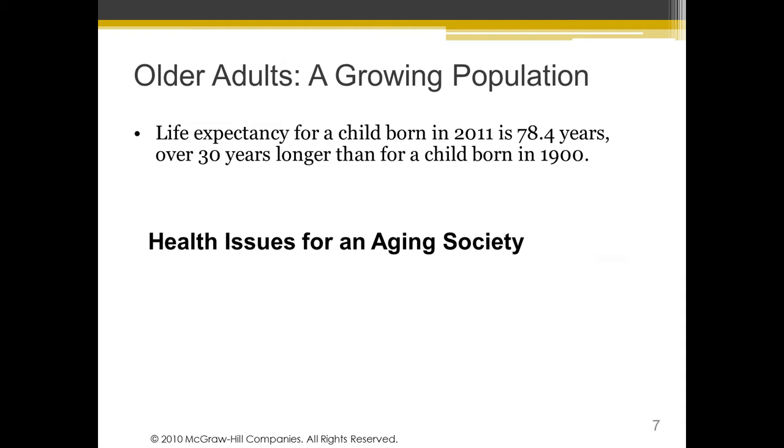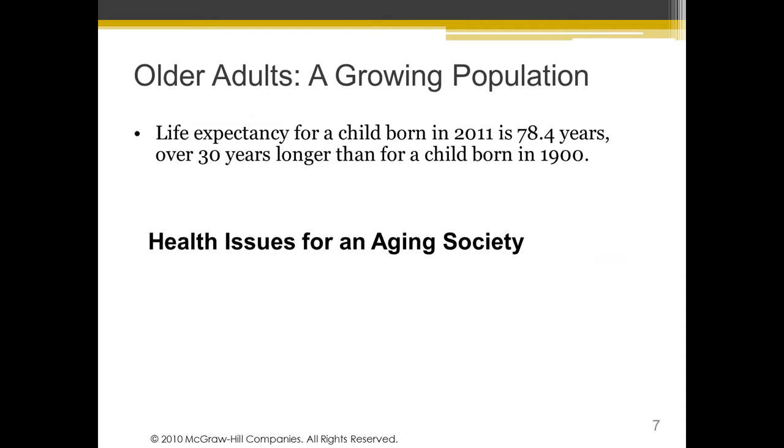So when you look at older adults, it is a growing population. The life expectancy for a child born in 2011 is 78.4 years, over 30 years longer than for a child born in 1900. You want to think about the reasons why this is. We'll think about our medical field. We now can prevent diseases, we can treat cancer, we can fight off a lot of things that we couldn't back then. We also don't have communicable diseases spreading as much as we did in the 1900s. We don't get the influenza, and it takes out half our population.